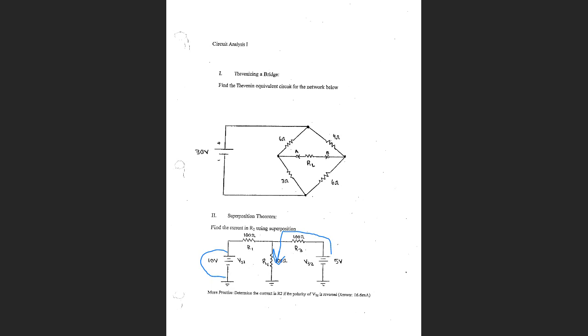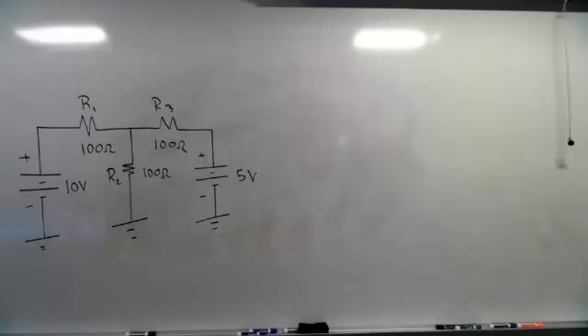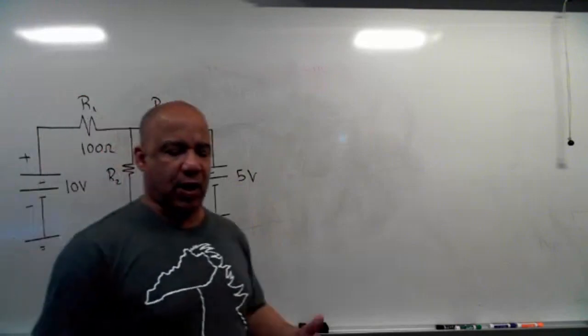Okay, so by now you should have the circuit drawn on your paper, and the method goes like this. We're going to turn one of the voltage sources off, and the way you turn a voltage source off is by replacing it with a short circuit. The way you turn a current source off is by replacing it with an open circuit. I have 2 voltage sources, so I'm going to turn one off and leave the other one on.